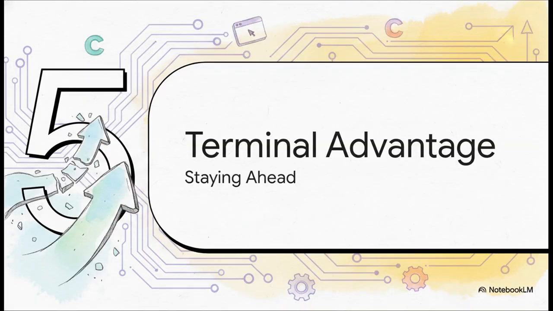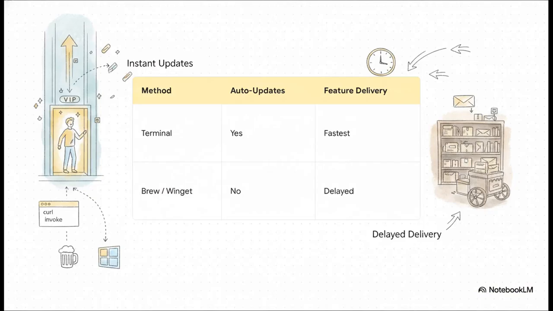Finally, let's move to Section 5, the terminal advantage. This is all about staying ahead of the curve. And this right here is exactly why I had you install using those specific terminal commands earlier. When you install via the terminal using curl or Invoke-RestMethod, you get automatic updates, meaning feature delivery is the absolute fastest it can be. On the other hand, if you try to be clever, and we've all done it, and use package managers like Homebrew on Mac or Winget on Windows, you actually lose those auto-update capabilities.